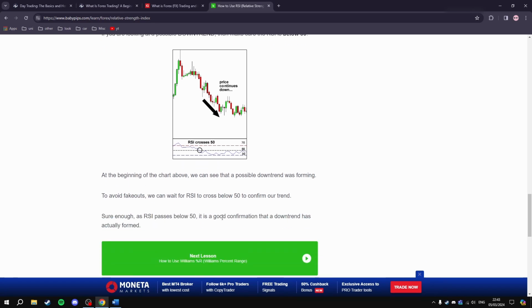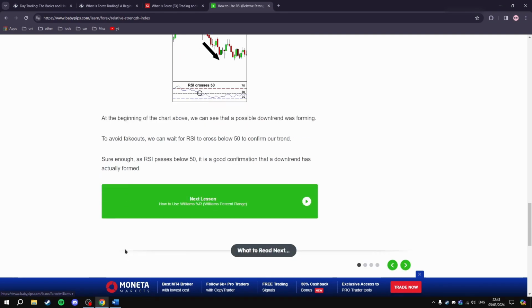At the beginning of the chart above, we can see that a possible downtrend is forming. To avoid fakeouts, we can wait for the RSI to cross below 50 to confirm our trends. Sure enough, as RSI passes below 50, it is a good confirmation that the downtrend is actually formed.